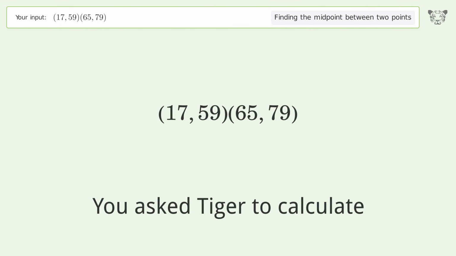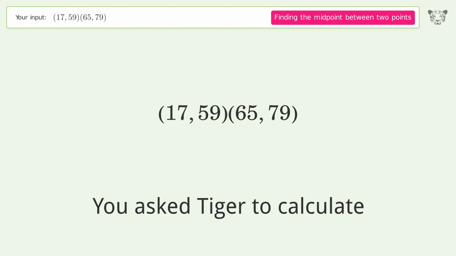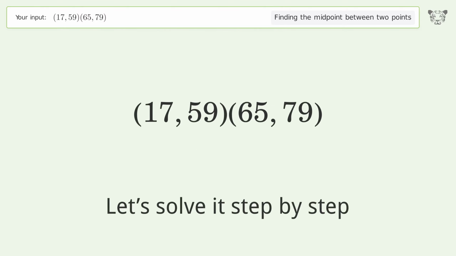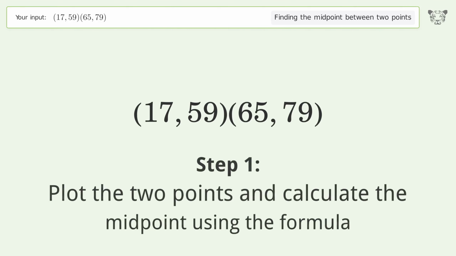You ask Tiger to calculate. This deals with finding the midpoint between 2 points. The midpoint between the 2 points is 41,69. Let's solve it step by step. Plot the 2 points and calculate the midpoint using the formula.